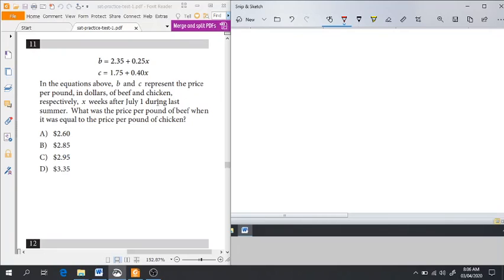During some time the price of the beef and chicken were equal, so we can say 2.35 plus 0.25x equals 1.75 plus 0.40x. Okay, so how do you simplify? Just separate the like terms. So subtract 1.75 and subtract 0.25x on both sides.